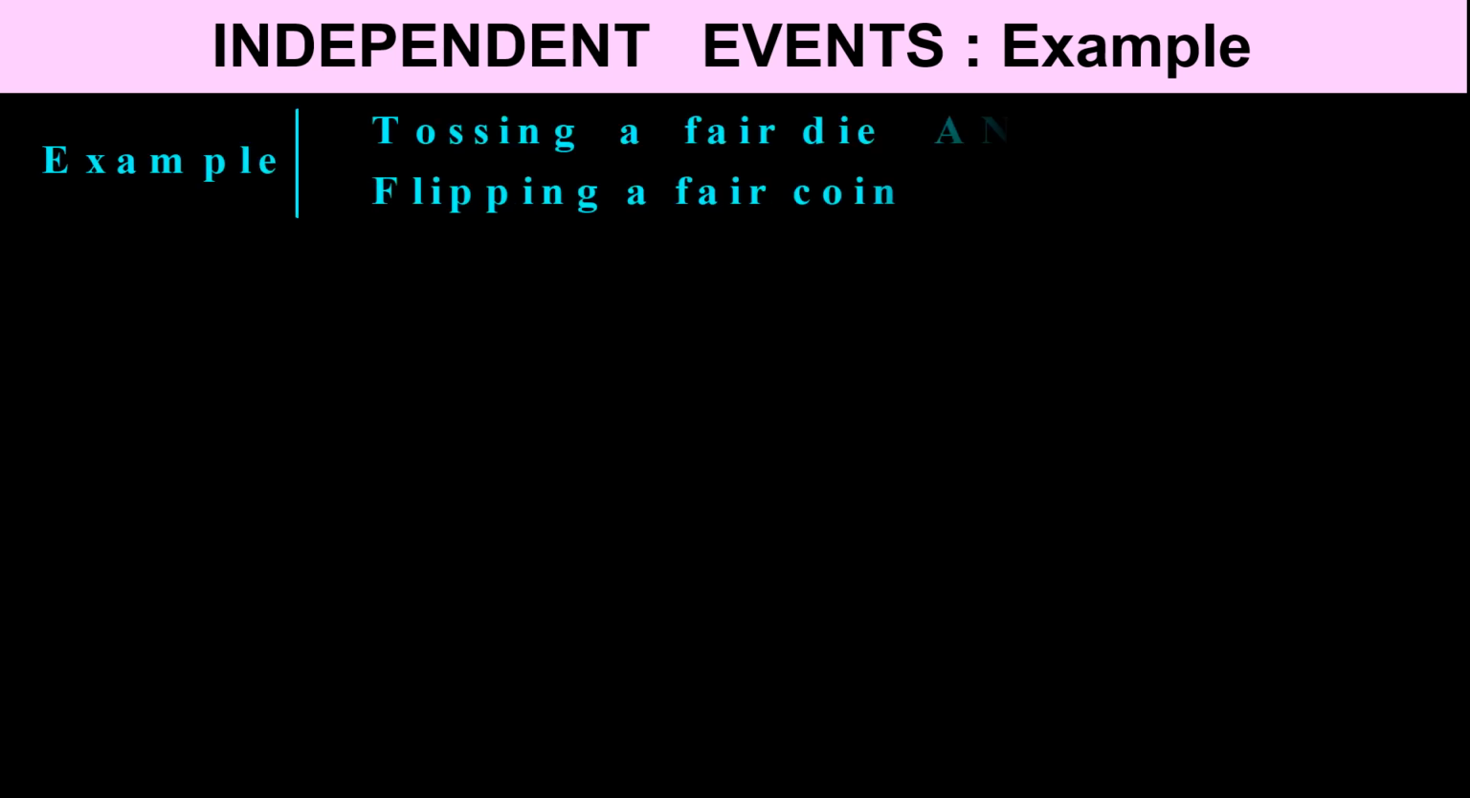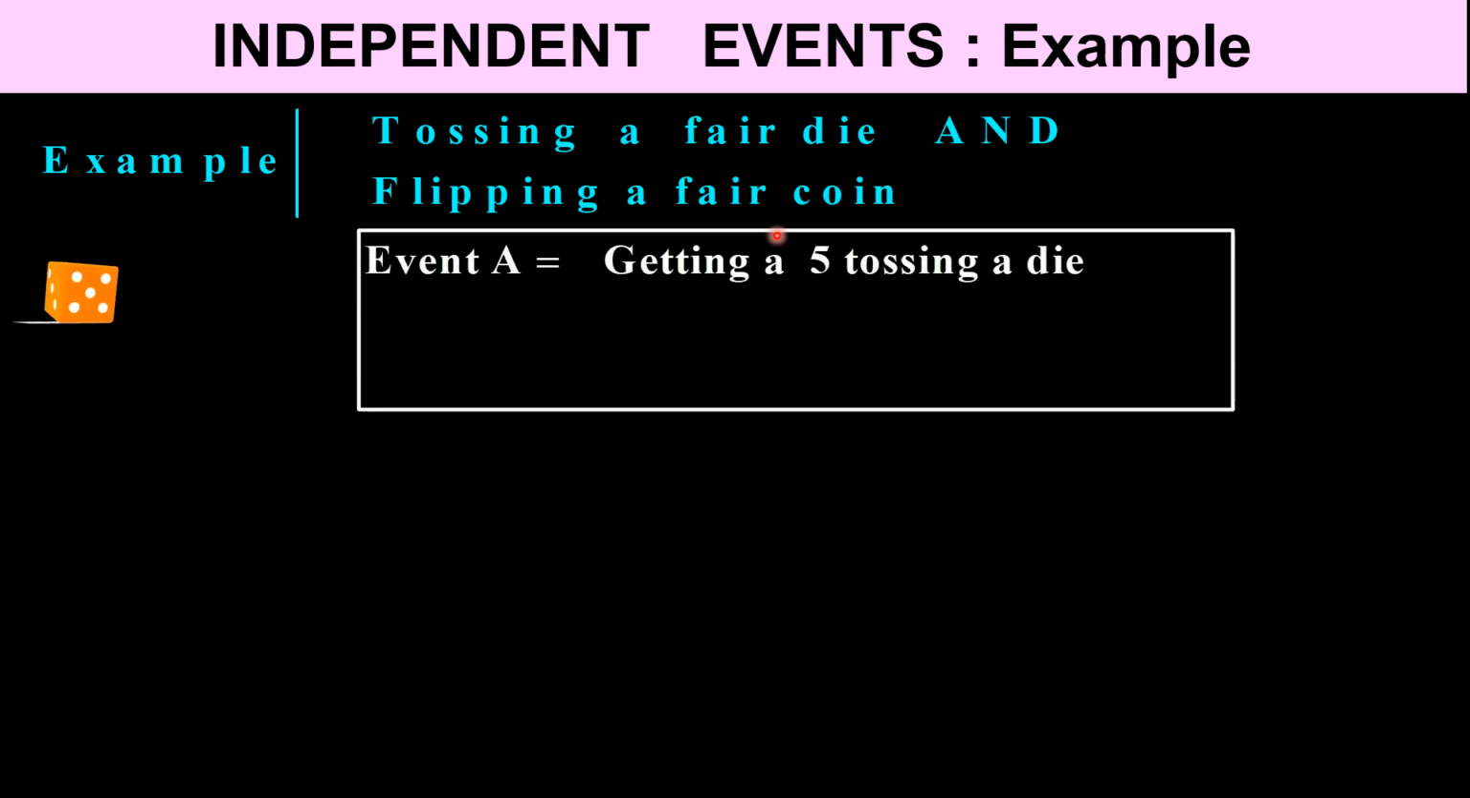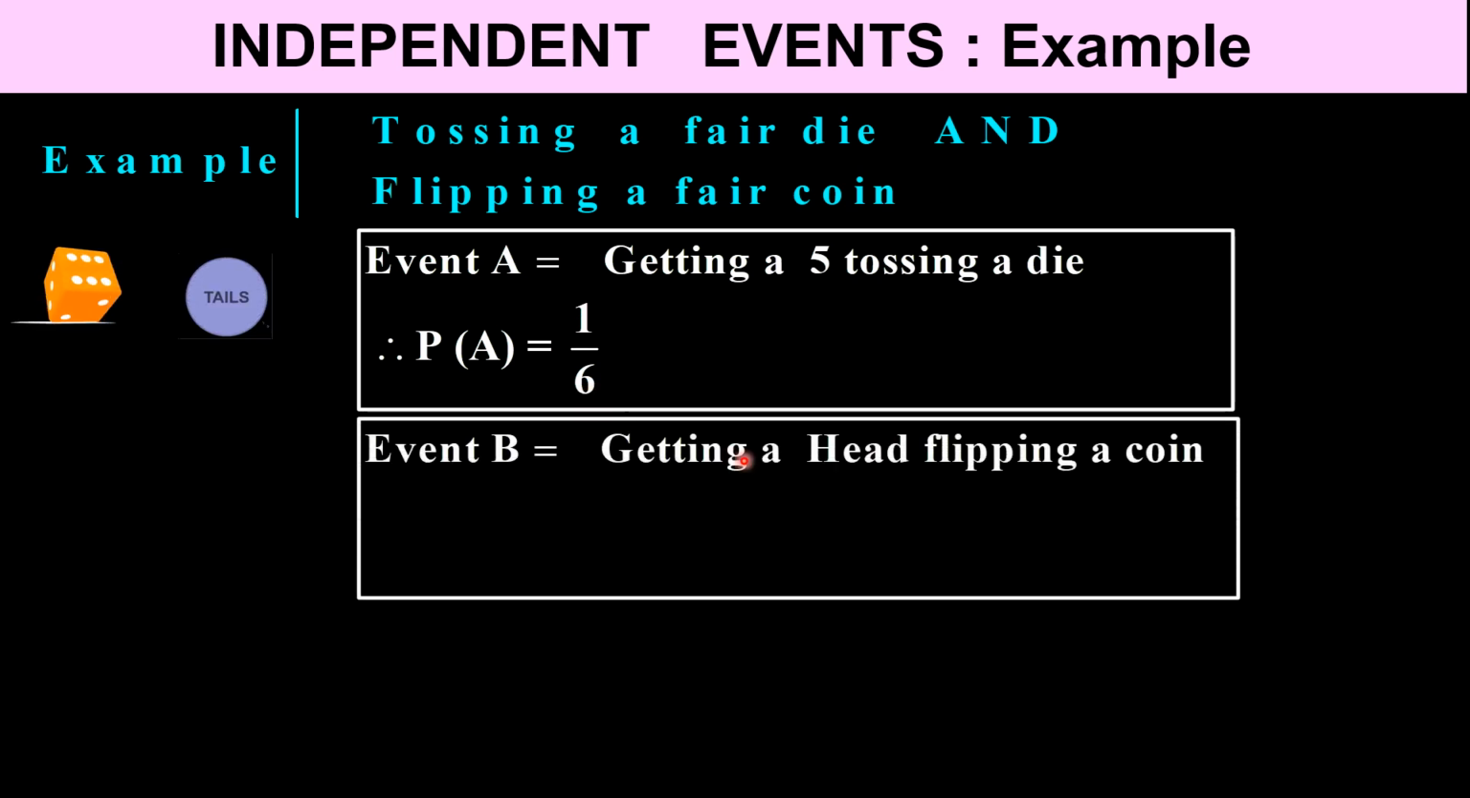Let's consider this example. We've got the event of tossing a fair die and flipping a fair coin. Okay, so let's say event A is getting a 5 when tossing a die, right? And what would the outcome be then? The probability of event A: there's only one way we can get a 5, so that's 1 over 6. And event B, getting a head when flipping a coin: there's only one way to get a head, so that's 1 out of 2, so that's 0,5.